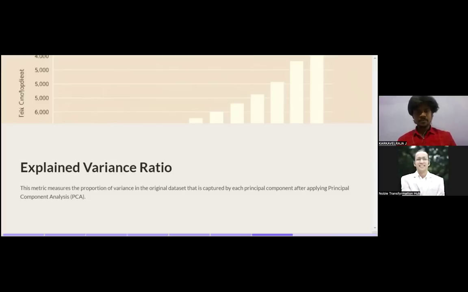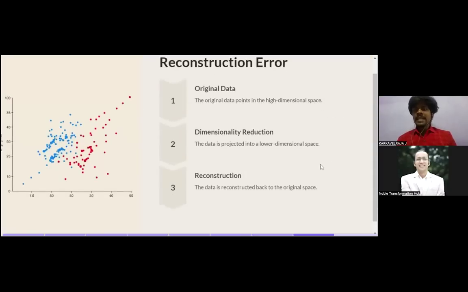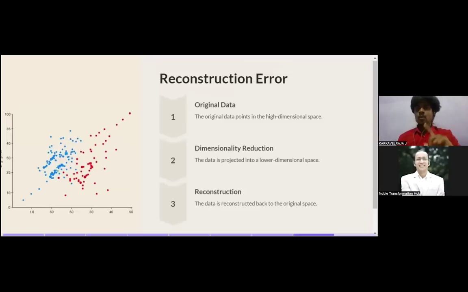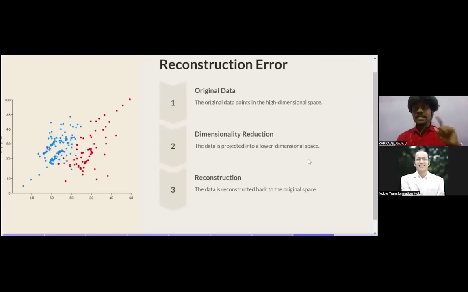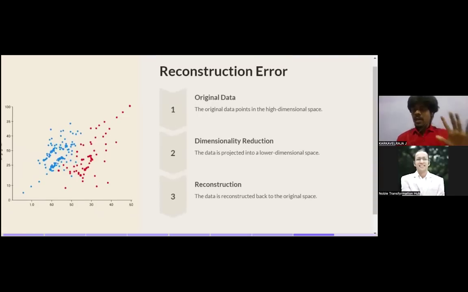Reconstruction error. Let's see what it is. The original data point is in a high dimension space. With dimensionality reduction, the data is projected to a lower dimension. With reconstruction, the data is reconstructed back to the original space. This is called reconstruction error. Consider you have data of 10 dimensions and you convert it to 2 dimensions. After going from 2 dimensions back to 10 dimensions, you reconstruct the data. There is going to be some error, right? That is called reconstruction error.